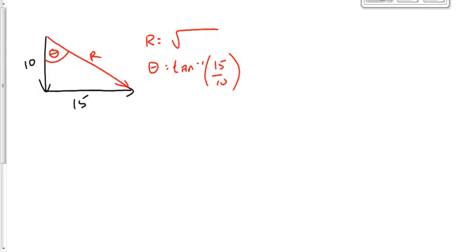What if I have a vector diagram, though, that looks something like this? Instead of being 10 meters down and 15 meters straight across, what if it's 10 meters down and 15 meters up like this?